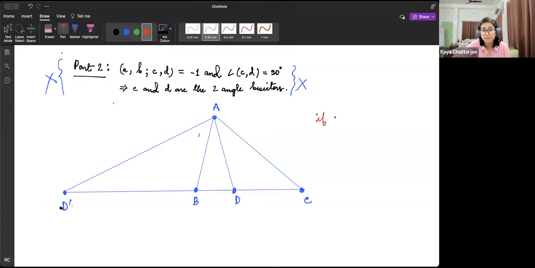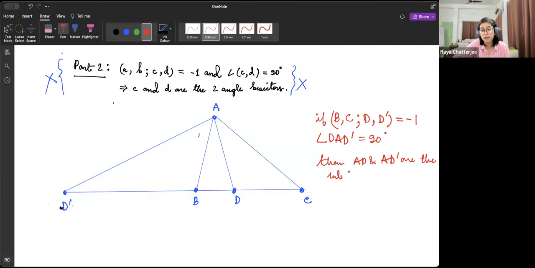So if (B, C; D, D') is -1 and angle DAD' is 90, then AD and AD' are the internal and external bisectors. Can any of you prove this? Or any idea on how to prove this?